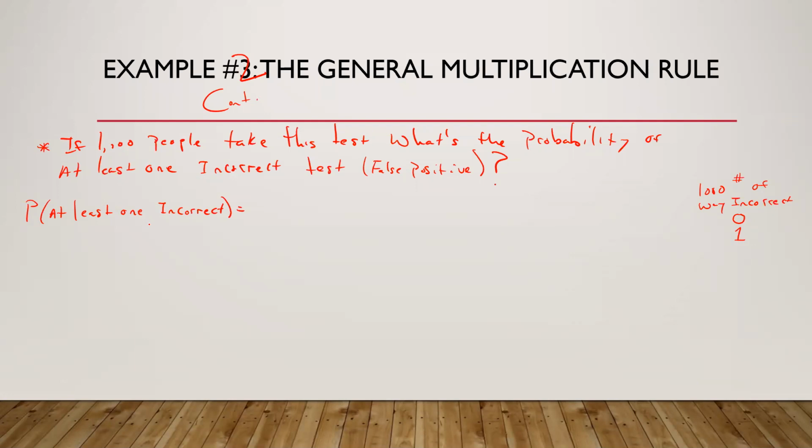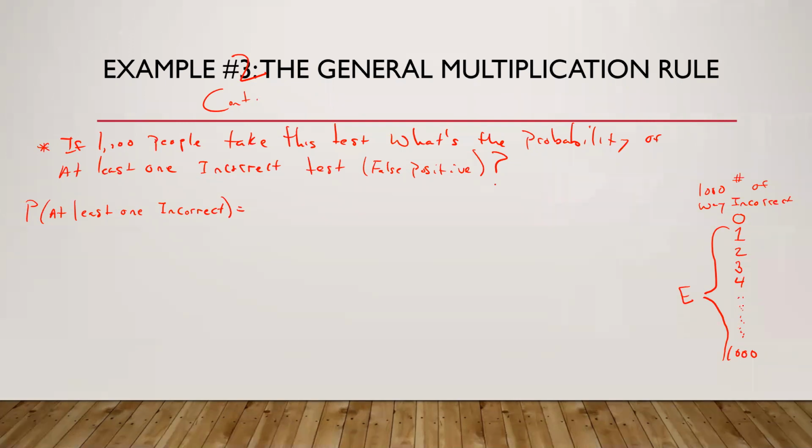1 test is incorrect. But even just finding the probability of exactly 1 test in 1,000 being incorrect is really hard, because is it the first test that comes back incorrect? Is it the 5th? I don't know. 2 tests could come back incorrect. 3 tests could come back incorrect. 4 tests. There's a small but non-zero chance that all 1,000 tests come back incorrect. So at least 1 incorrect are all these options right here. So this is my event E then. This is at least 1.